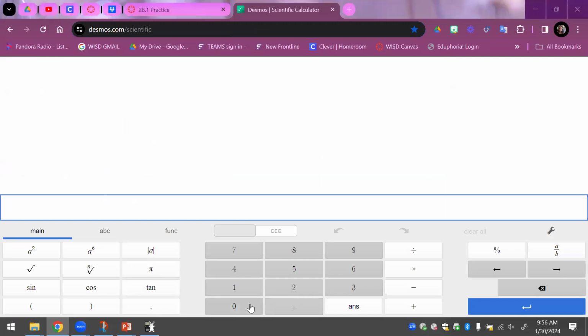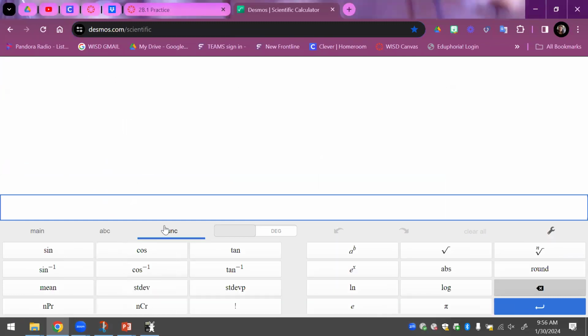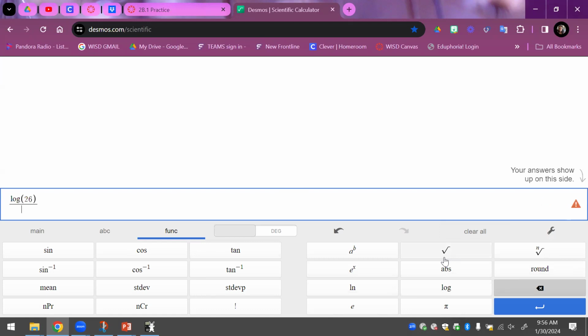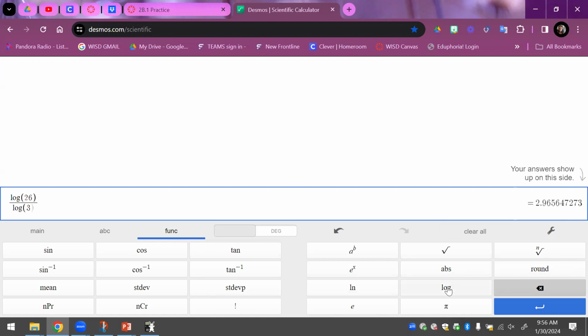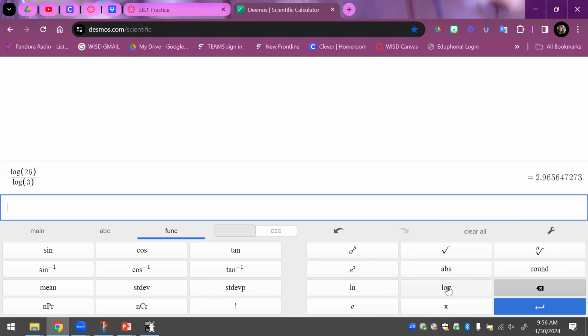Once I'm here, you're going to go to where it says function and it has log and you'll click log. Now notice here on Desmos, does it allow me to change my log base? It does not. So what does that mean I need to do? I need to do a division, right? So we would do the log of 26 divided by the log of 3. And do we get the same result? Yep.